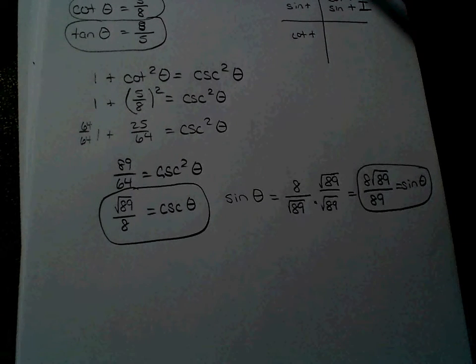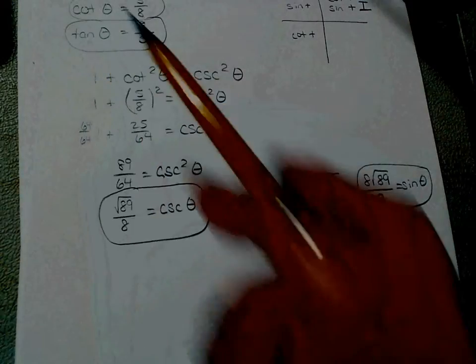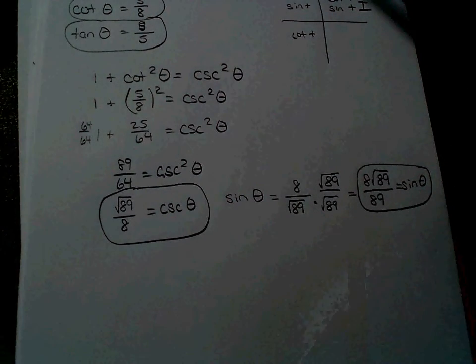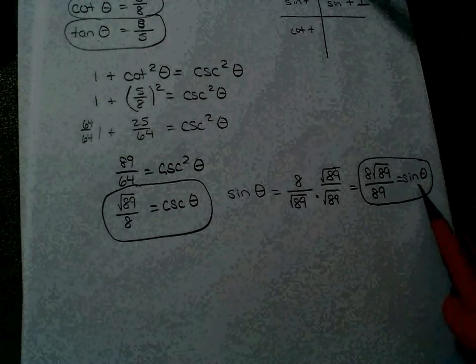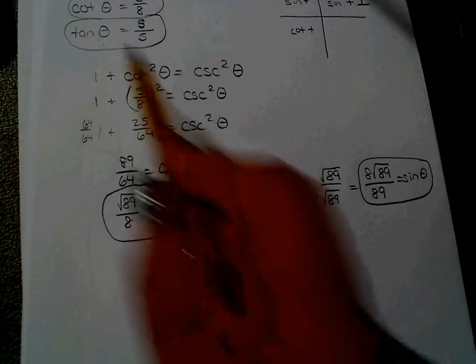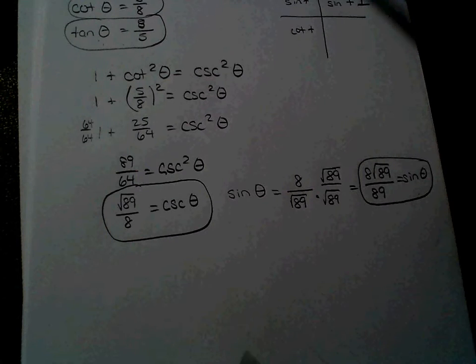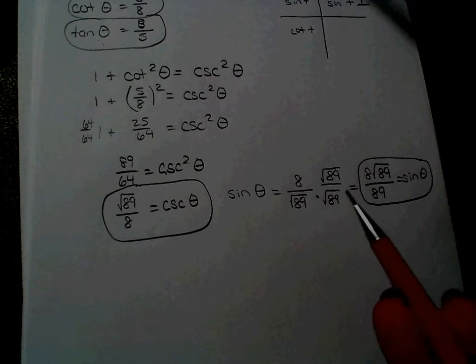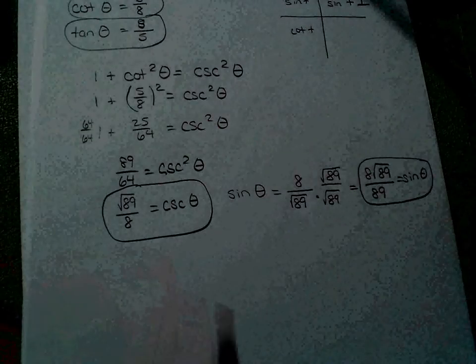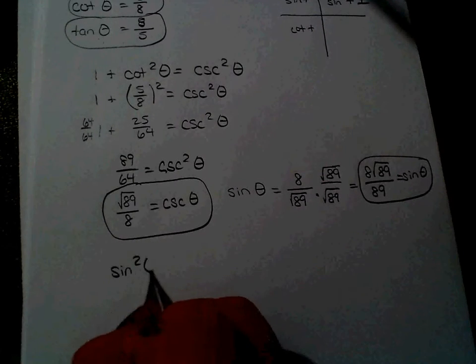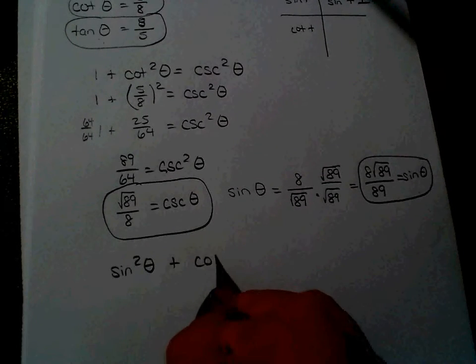Now I have tangent and cotangent. I have cosecant and sine. At this point I said you could use any formula that works. You can use tangent equals sine over cosine because you know tangent and you know sine, and all you would need is cosine. You can use sine squared plus cosine squared equals 1. You could use tangent squared plus 1 equals secant squared. You can use oodles of them. I'm going with this one because it's my favorite.